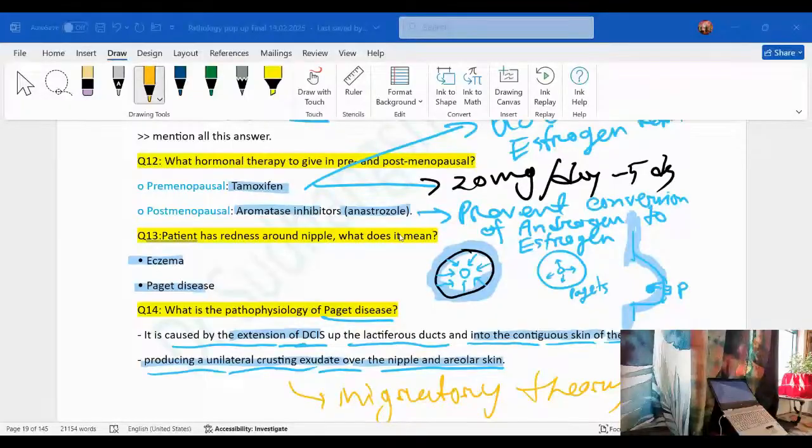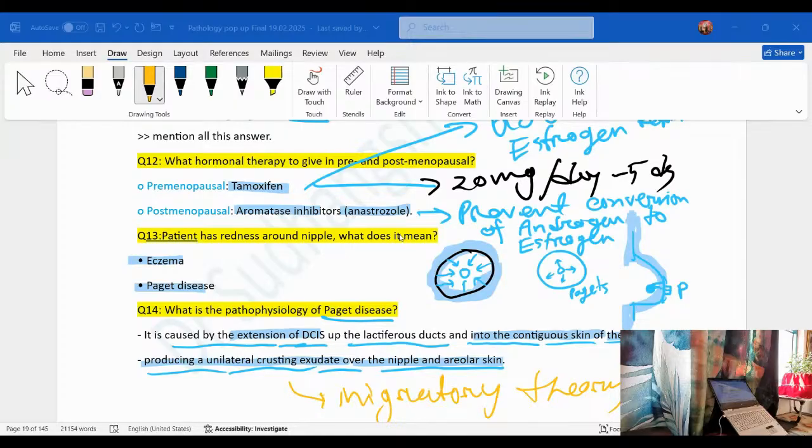What is the pathophysiology of Paget's disease? Mainly it is caused by the extension of the ductal carcinoma in situ up to the lactiferous duct and into the contiguous skin of the nipple.